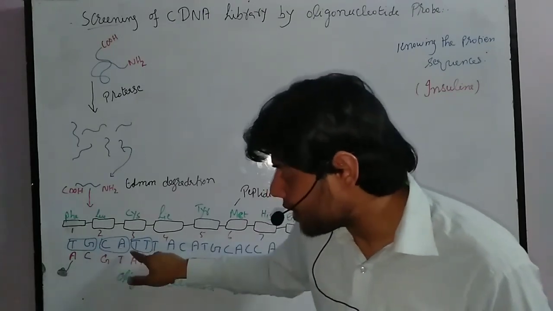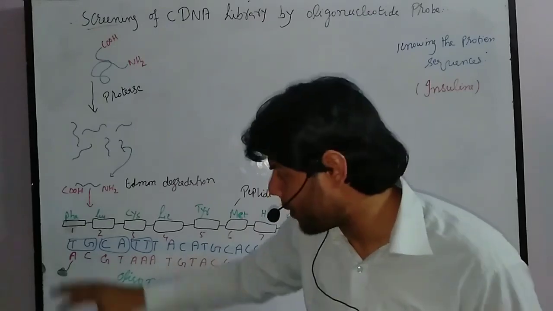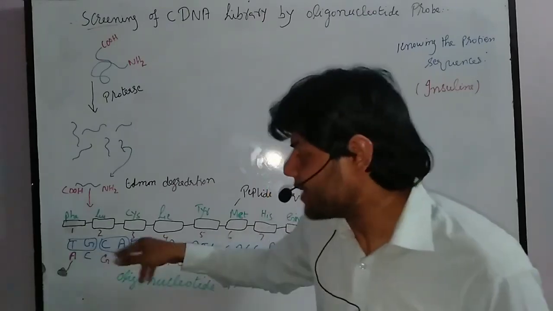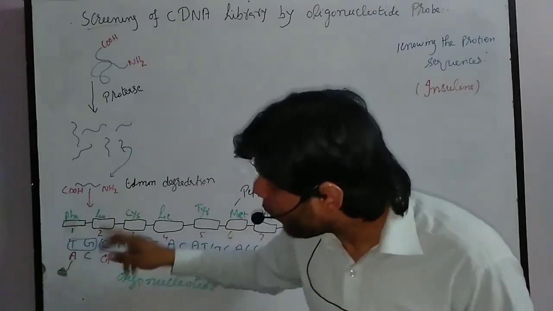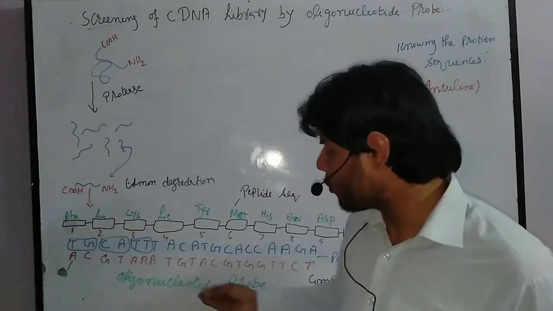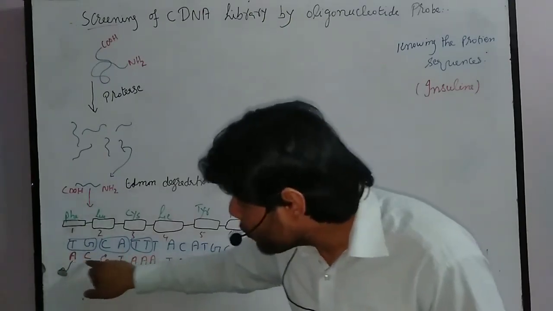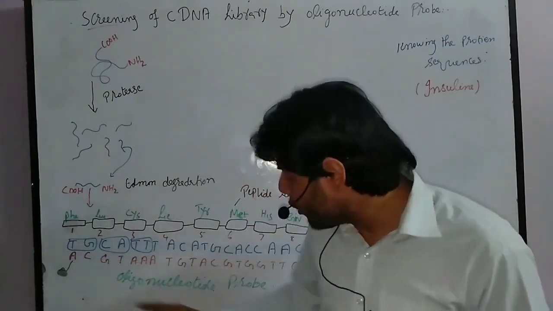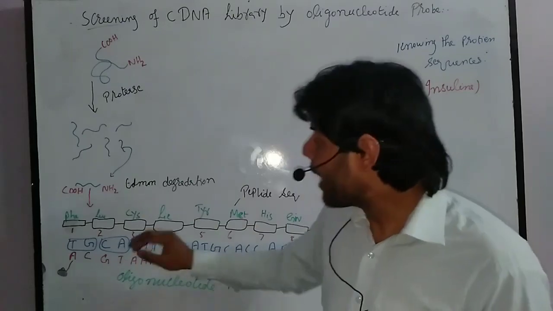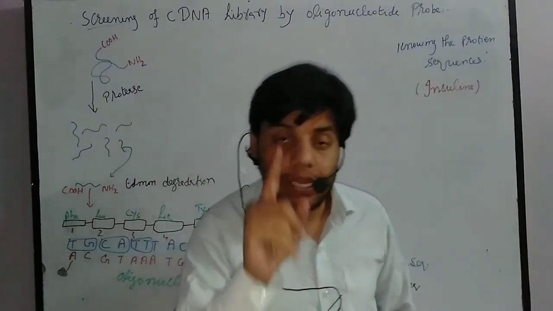How do we make these possible DNA sequences? We can make these possible DNA sequences because we know the protein sequences. That's why we can make the possible DNA. Now with these possible DNA sequences, we make the probe, which we call the oligonucleotide probe, which is complementary to these possible DNA sequences. Now we use this oligonucleotide probe on the plate having all the bacterial cells.